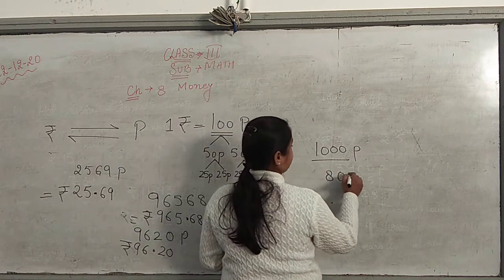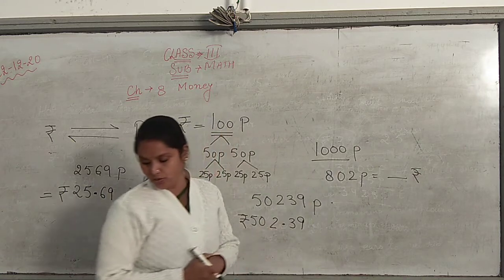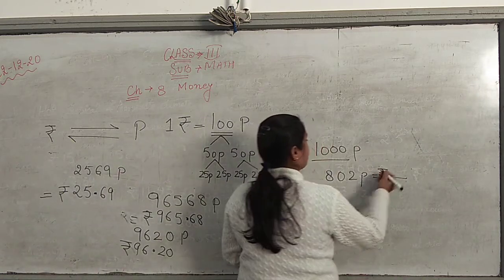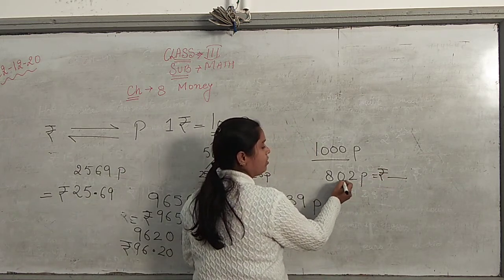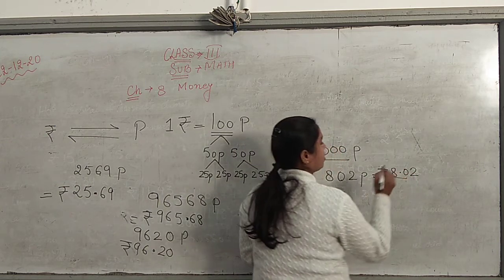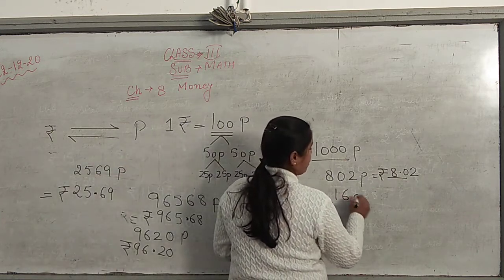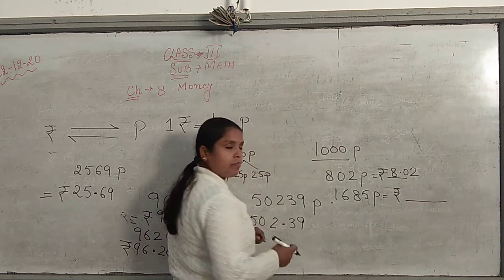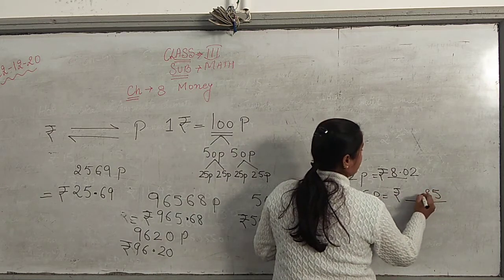802 paise is equal to dash rupees. Now paise has to go into rupees. So how do we do it? Again, we will put the point, that is a dot. Count from here, 1, 2. 2 digits counted. Then the dot will come and the digits. Next, 1,685 paise to rupees. Count the number of digits from the right hand side. 1 digit, 2 digit, dot, 16.